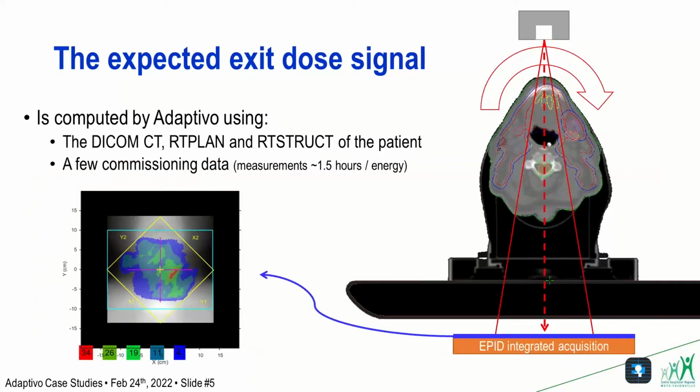About the expected exit dose signal, how does the software compute it? It just needs the DICOM CT, RT plan, and RT structure of the patient. That's what is automatically imported from your RNV. And it needs a few commissioning data that I will not talk about today, except that the measurements of those data will take you between 1 and 1.5 hours per energy.